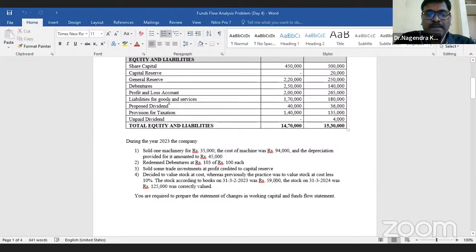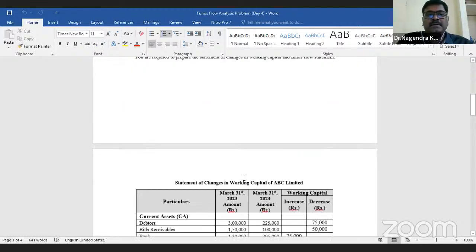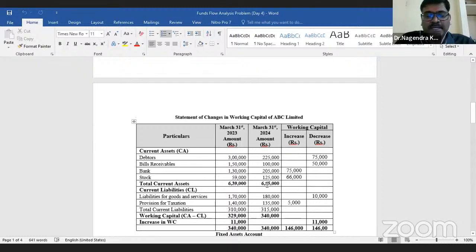Normally, stock will be given in the balance sheet, and we have to consider it as a current asset. But here they gave an adjustment, so we have to make a change for this adjustment. So we will take this opening and closing stock as a current asset first. This is one adjustment. We have to make another adjustment for it in the funds from operations.